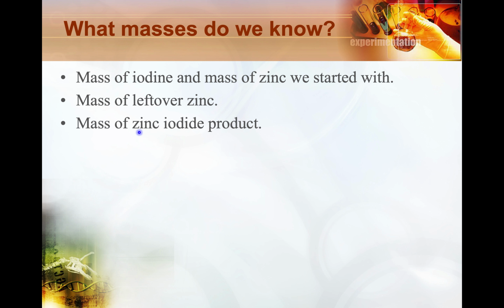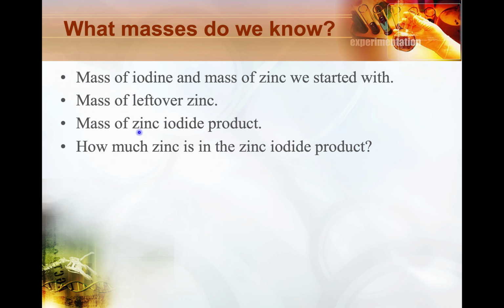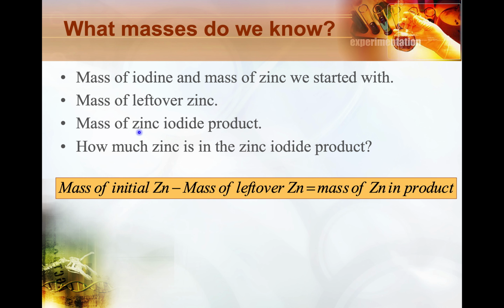Now, there's a few intermediary calculations you have to do. First, you have to consider how much zinc is in the zinc iodide product. And you'll know that because the total amount of zinc is the zinc that you added. So consider the mass of the initial zinc. Not all of that zinc will react, so you have to then subtract whatever is left over, and that will then tell you how much zinc is in your product.